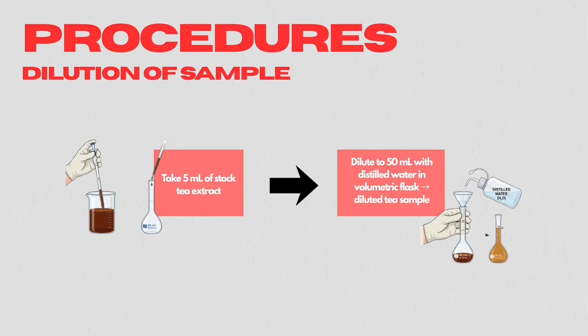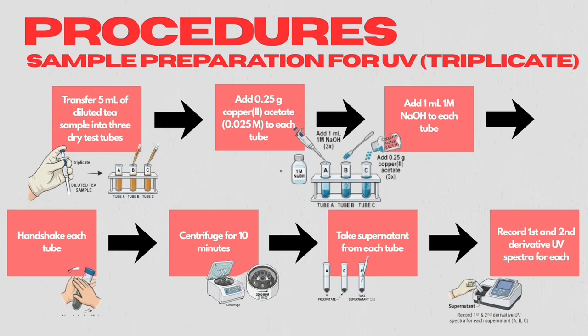Dilution of sample. 5 ml of the stock tea extract was pipetted into a 50 ml volumetric flask. Distilled water was then added up to the mark to prepare the diluted tea sample. Next is sample preparation for UV triplicate. 5 ml of the diluted tea sample was transferred into 3 separate dry test tubes for triplicate analysis.